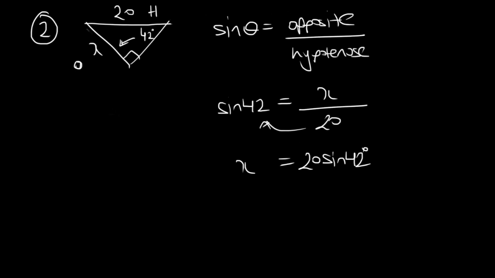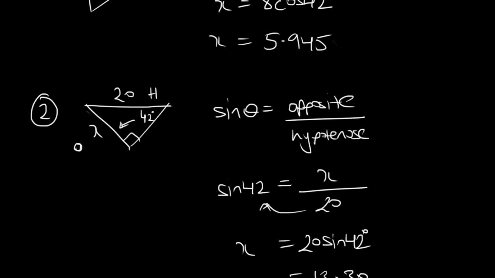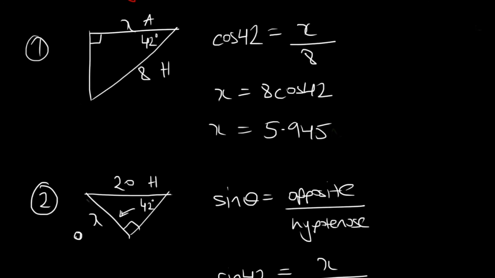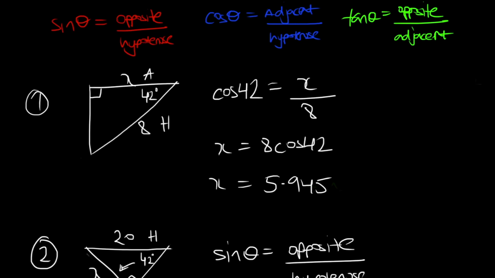I can put a degree there if I want. And again, I just need to type this into my calculator. If I do 20 sine 42, so 42, close the bracket, this will give me x as 13, this time I'll write it to 2 decimal places, 13.38. Okay, so very similar to the question that we've done before. Now, once you guys do some practice with this, it will become very easy. It's basically the same thing every single time.